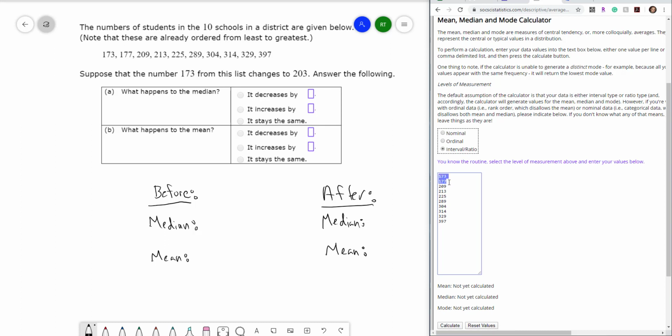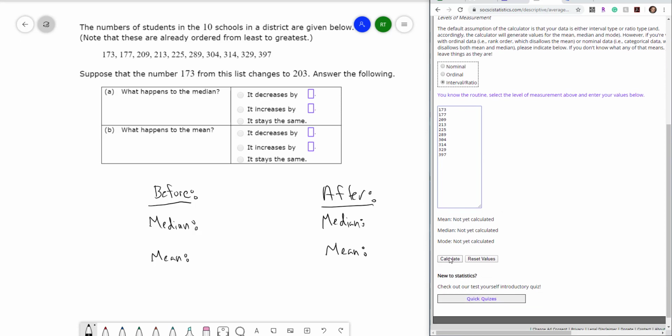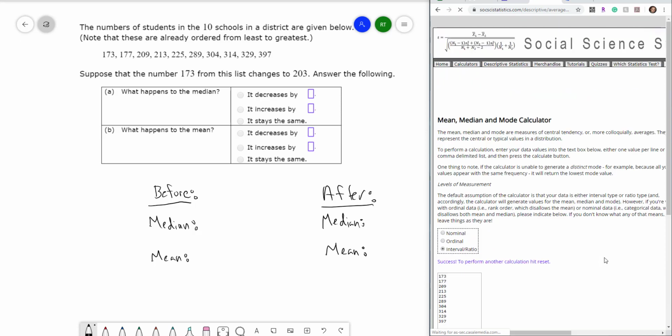And again, I'm just going to double check that they are the same as the other page. So the first two look good. The second two look good. The next two look good. Then I have the next two again. It looks good. And then the last two look good as well. And then what you're going to do now is just scroll down a little bit more. You're going to hit calculate.